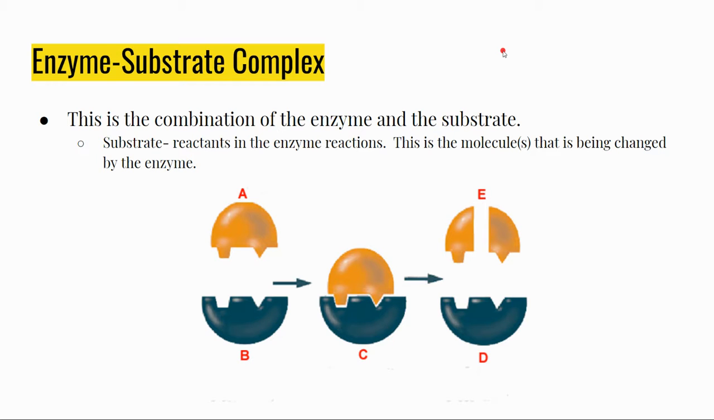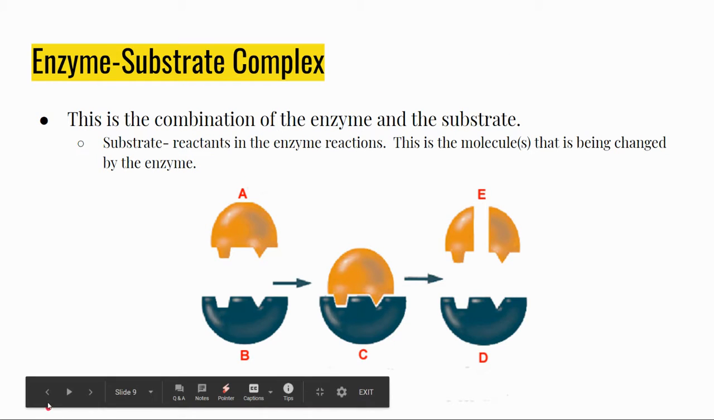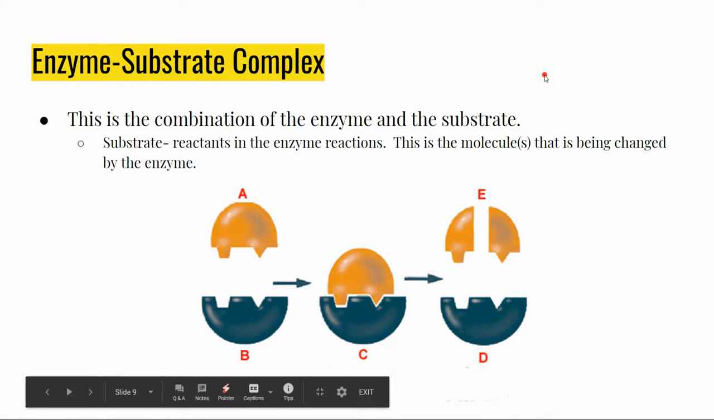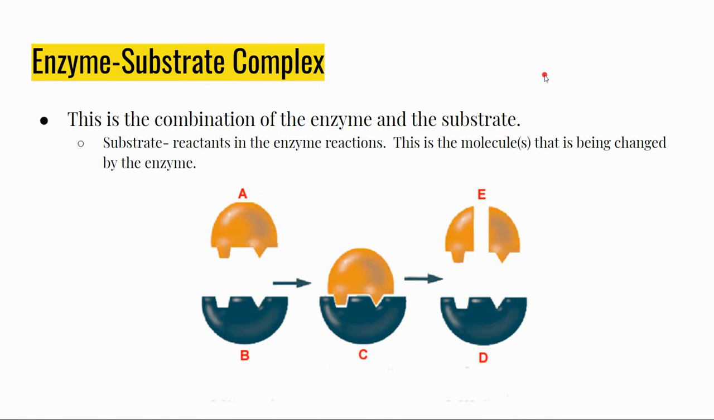All right, so the enzyme substrate complex. Let me make sure I didn't skip a slide. I did not. Okay. Enzyme substrate complex. This is the combination of the enzyme and its substrate. A substrate is the reactants in the enzyme reactions. This is the molecule that is being changed by the enzyme. So with salivary amylase, the enzyme is salivary amylase and the substrate is the starch. The starch is being changed into glucose.